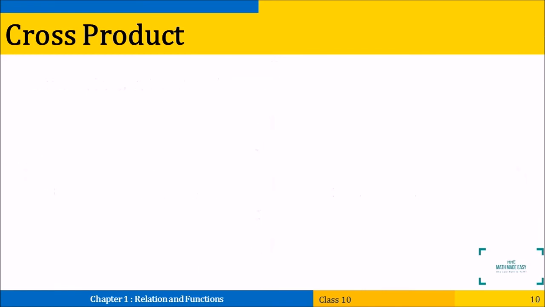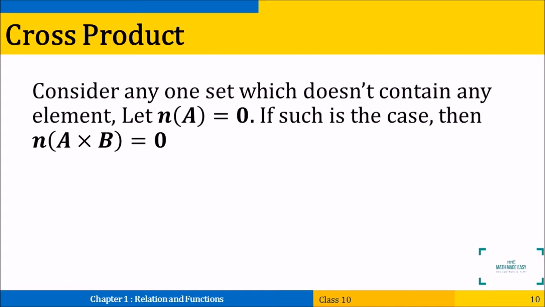Let's consider a situation like this. Consider one set which does not contain any element. So that's going to be an empty set. The cardinality of the empty set is going to be 0. So let n(A) equal 0. If such is the case, what is the cardinality of A cross B? We noted that A cross B is nothing but the pairing of elements from A to B. Since A is empty, you have no elements to pair from A, so the end result of the cross product is going to be a null set, or the cardinality of that particular set is going to be 0.